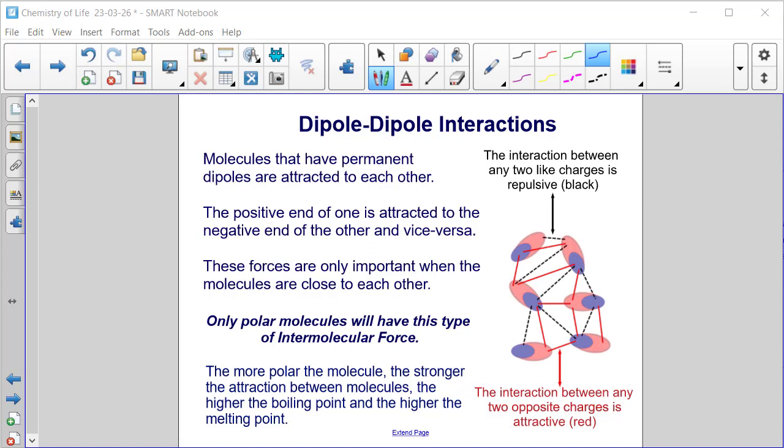You can see from the image the interaction between any 2 like charges is repulsive, so these 2 ends are repelling, and the interaction between any 2 opposite charges, the red and blue ends, is attractive.